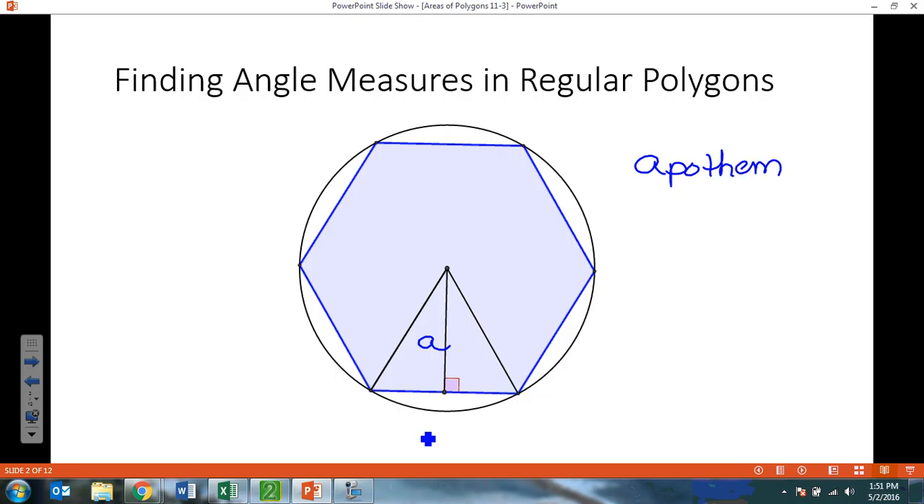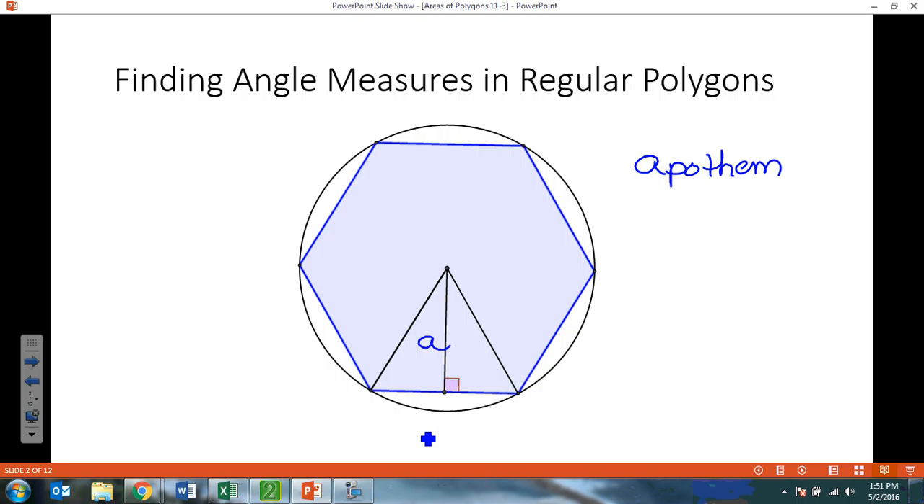Okay? Nothing more than a segment that goes from the center of a regular polygon to its base, and it's perpendicular to its base. Just making sure you understand what the vocab is. Okay? So far, so good? It's nothing on your sheet yet. Okay, this is just in general.